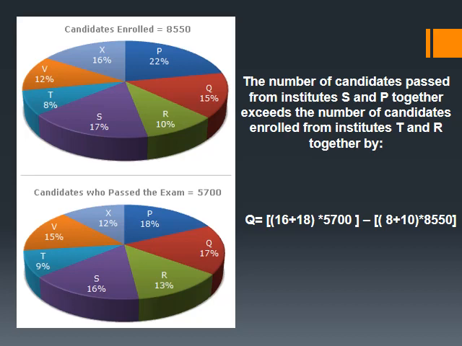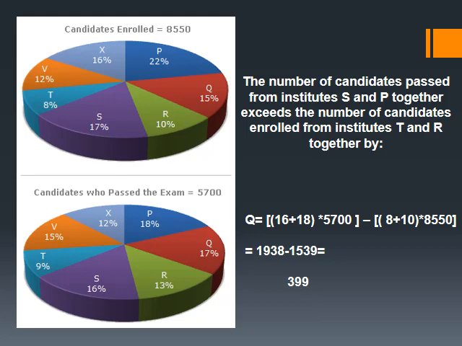That means for T and R, how many have enrolled? T, we can see 8% and R 10%. So 16 plus 18 times 5,700 will be the total candidates passed from S and P together, and 8 plus 10 times 8,550 will be the number of candidates enrolled from institutes T and R. And what is this difference? We get 1930 minus 1539 and the difference is 399.